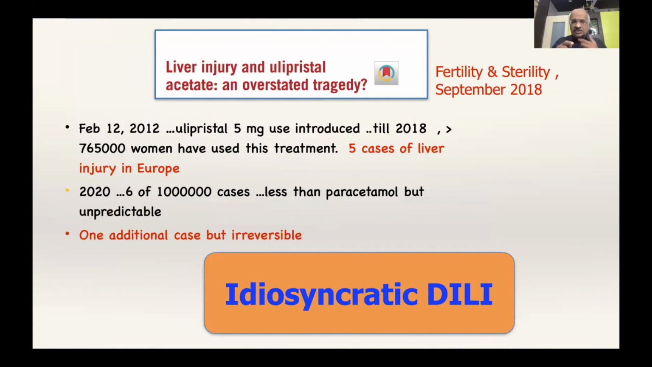But Donnez has published this study, and he says that this is an overstated tragedy. But sadly, if you go to the data of use of ulipristal till 2020, they have reported one more case of hepatic injury which was irreversible. Though it is 6 out of 1 million patients, definitely much less than paracetamol causing a liver injury, this is idiosyncratic. It is not dose dependent. So it is called idiosyncratic drug-induced liver injury, and this is irreversible, and that's what is keeping a lot of the European and British world away from this.